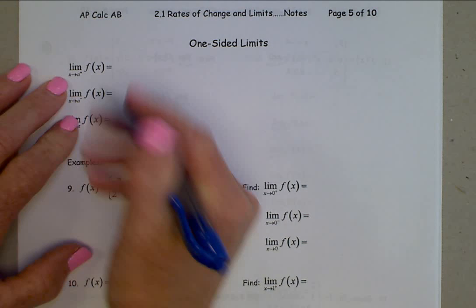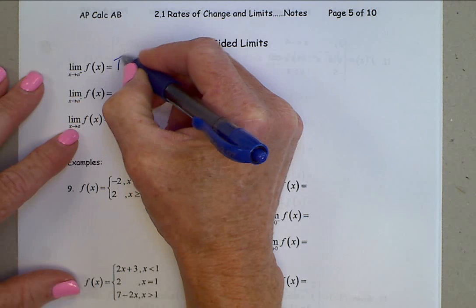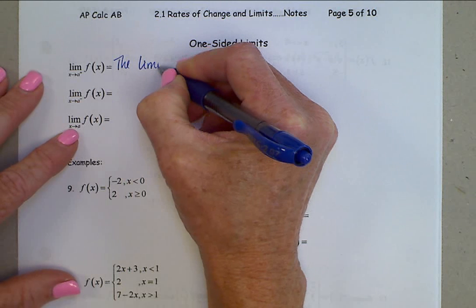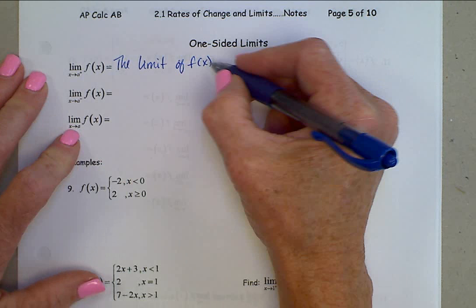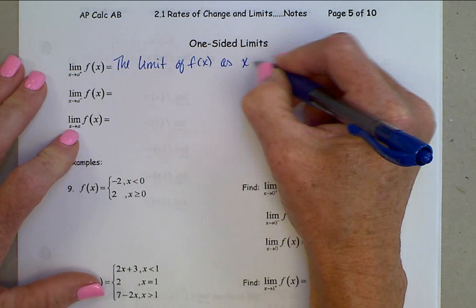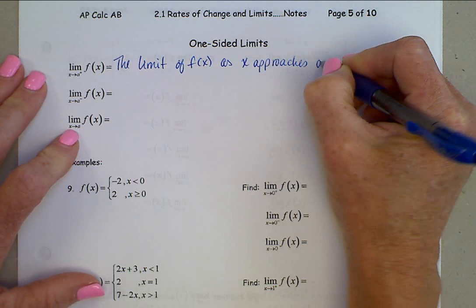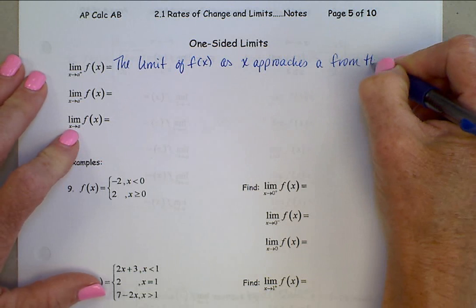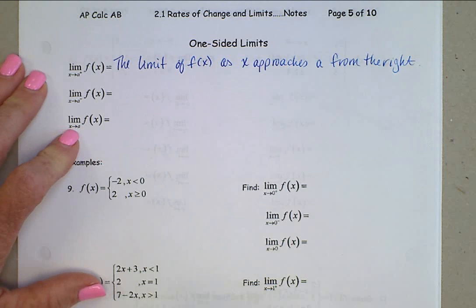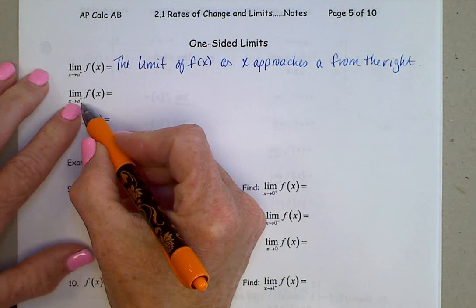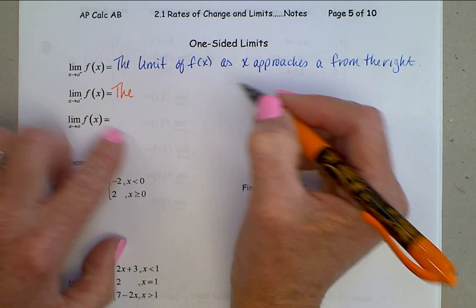See this little superscript up here, this little plus sign? That means the limit of f of x as x approaches a from the right. And when we have this little superscript of a minus sign up here, that means the limit of f of x as x approaches a from the left.